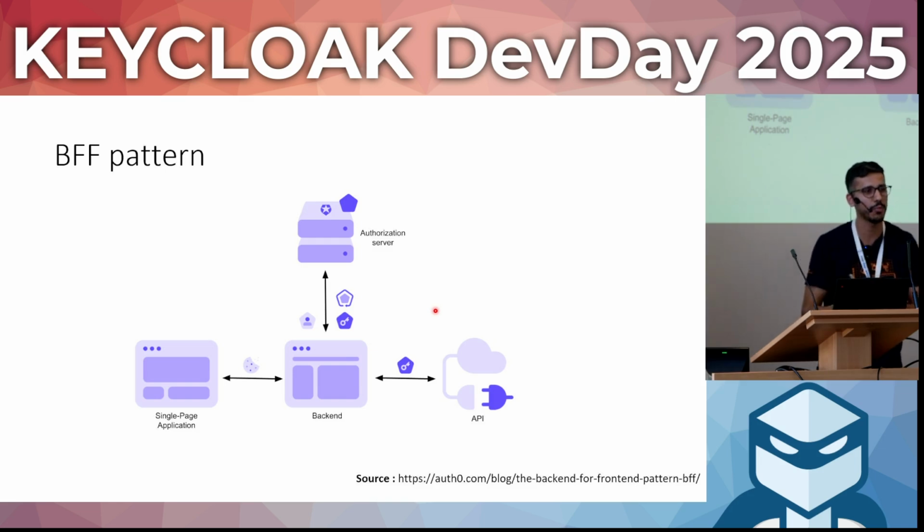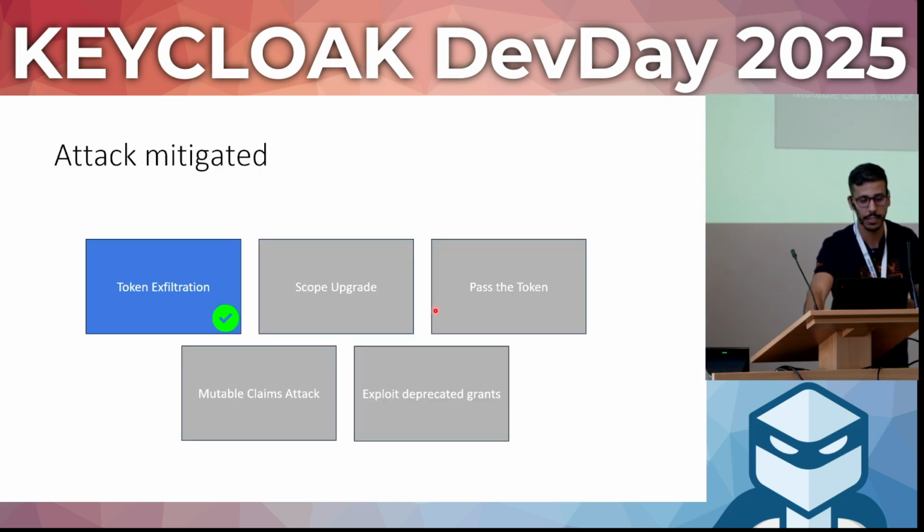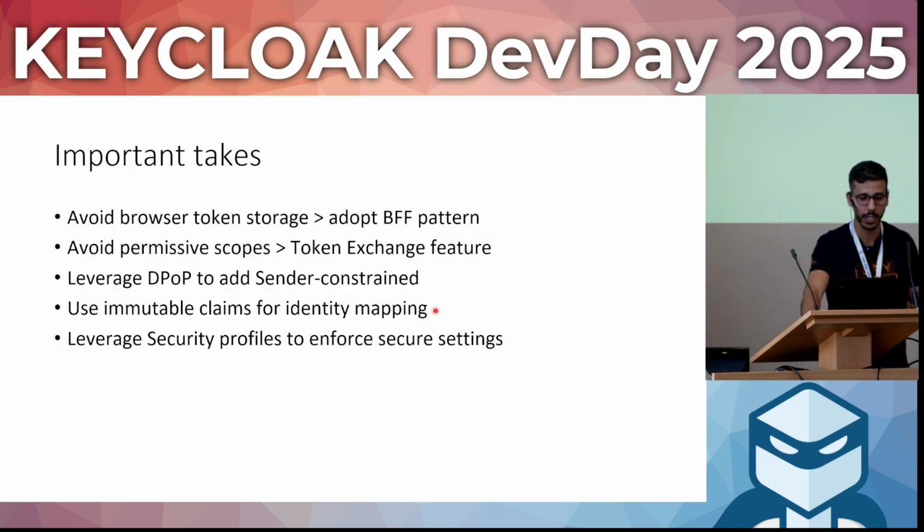And for the single page app, we just provide a simple cookie. This is really interesting from a security perspective because not only will we make sure that our tokens are protected, but even when we detect something fishy, we can invalidate these tokens directly since we know where they are stored. And this also will mitigate the first type of attack, which is token exfiltration.